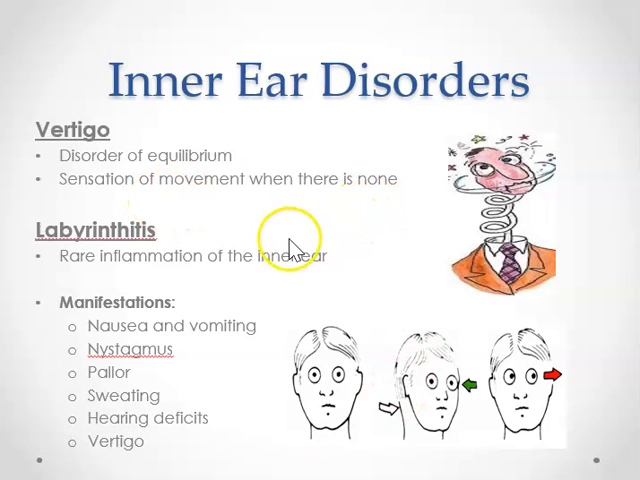Vertigo, that's going to be a disorder of equilibrium, and that's going to be a sensation of movement when there is none. And that's a hallmark manifestation of inner ear disorders. When you're questioning your patients about dizziness, you would need to ask them if the room is spinning or if they feel like they're spinning.